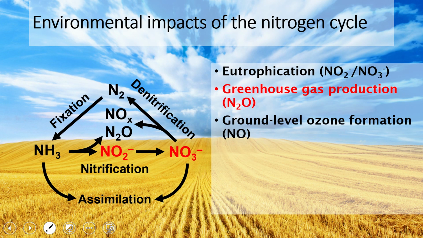So in addition to greenhouse gas production, there's also eutrophication, which results from release of nitrite or nitrate. And so eutrophication is best observed in places like estuaries and lakes, where nitrogen concentrations may be too low to allow for large growth in organisms such as algae.